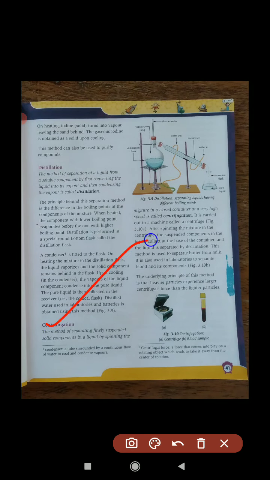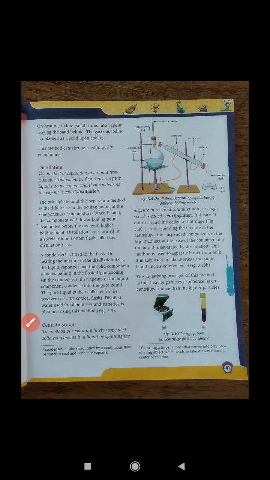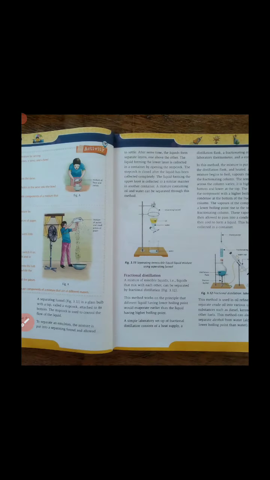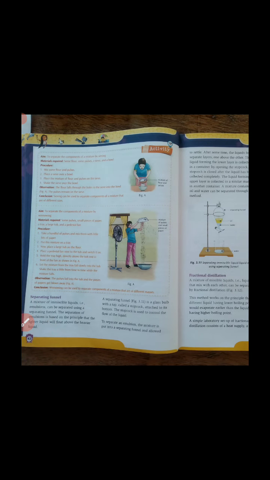Centrifugation is the method of separating finely suspended solid components in a liquid by spinning the mixture in a closed container at very high speed. After providing electricity, you can hear a sound, and very high speed spinning happens inside it. After that, the spinning separates the components present in the mixture. So this is the process of centrifugation, and in the next video, students, I will explain fractional distillation and the separating funnel.